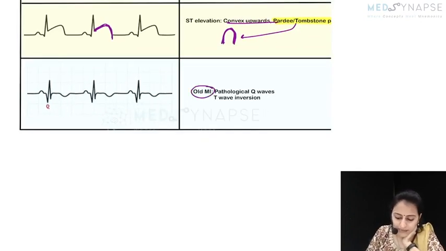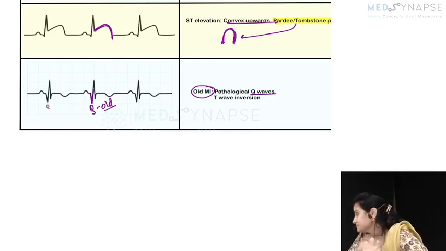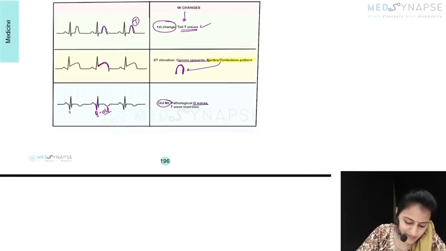And old MI is indicated by Q waves. Prominent Q wave is the old MI. So Q wave with T wave inversion is what you see in old MI. So remember that the first change is the tall T waves and not the ST elevation.